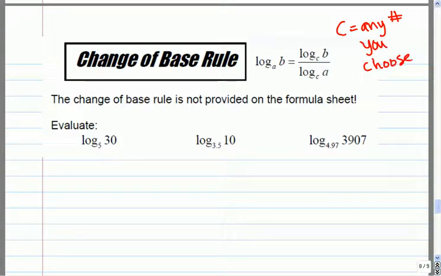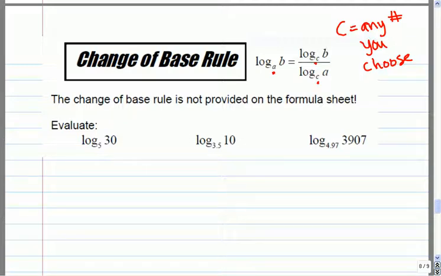So if you're in base A, for example, the first question we worked on was base 3. We're trying to figure out 3 to what equals 10. So you don't have this base. If you want to change from base A into base any number you choose, which most likely will be 10, because that's the easy one for your calculator to do, you can change from base A to base C by using this formula.